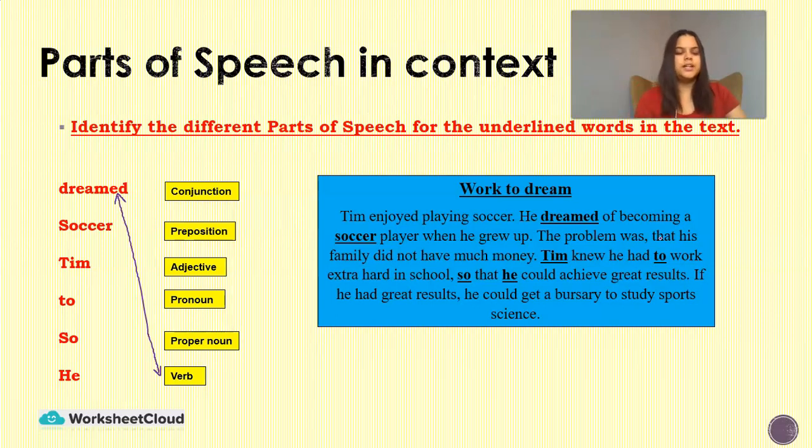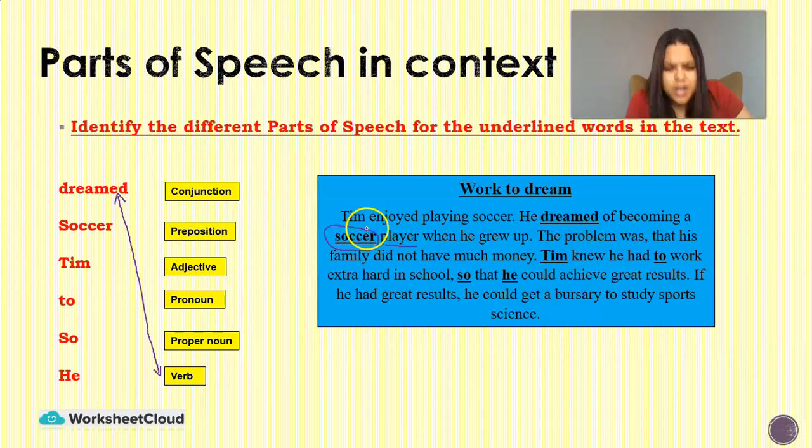Okay, let's go on to soccer. Soccer should be a common noun, right? But I don't see a common noun here. So let's read the sentence where we find soccer. He dreamed of becoming a soccer player when he grew up. Soccer is not used as a common noun in the sentence. What is this word used as? Okay, let's see. Can I soccer? No. It's not naming anything. So the word player in the sentence is basically a common noun.